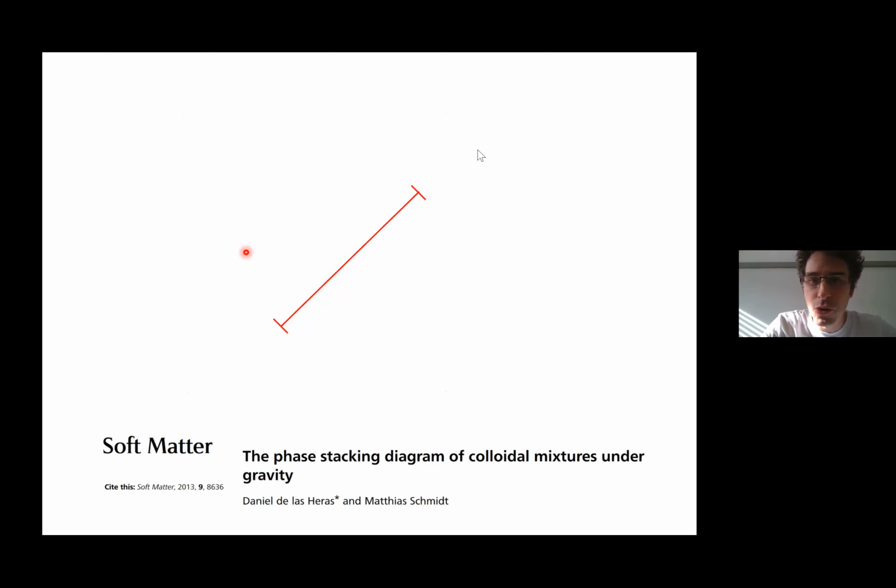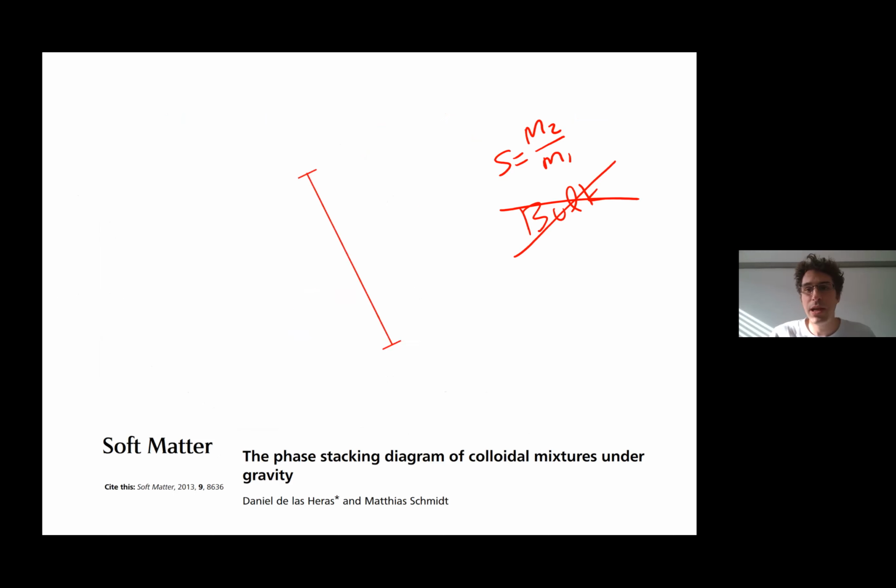So remember, the slope of the path S is given by the ratio between the buoyant masses. The slope of the path doesn't play any role in bulk. It doesn't matter what the slope of the path is, the bulk phase diagram is the same. But this isn't true with the stacking diagram. You can change the slope, for example by changing the solvent, or by changing the material of the inner core of the colloidal particles. So let's see what happens if I change the slope of the path.